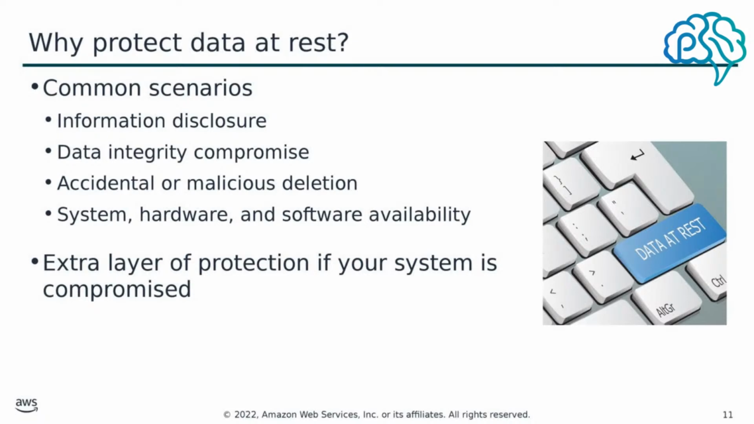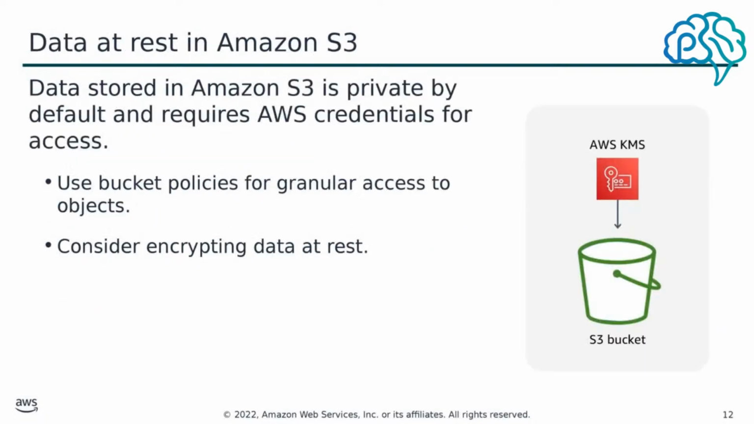Also, accidental or malicious deletion. So in the case of correct permissions and the principle of least privilege, you're able to really limit the scope of the damage because of your ability to limit who has the ability to mutate things. And then in terms of system hardware and software availability, this would be like a system failure or natural disaster. So these are all things to consider when you're thinking about how to protect data at rest.